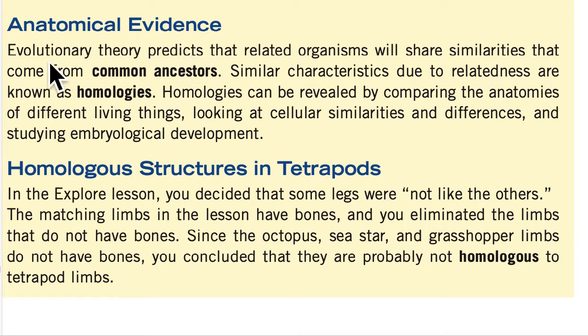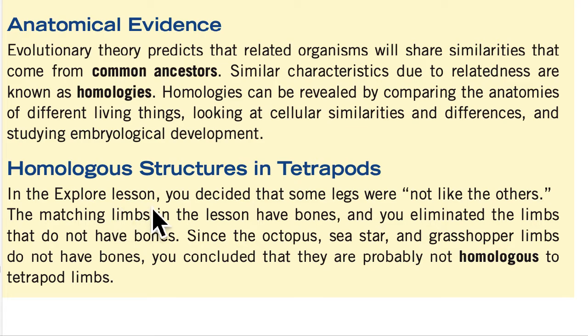Anatomical evidence. Evolutionary theory predicts that related organisms will share similarities that come from common ancestors. Similar characteristics due to relatedness are known as homologies. Homologies can be revealed by comparing the anatomies of different living things, looking at cellular similarities and differences, and studying embryological development. Homologous structures in tetrapods.